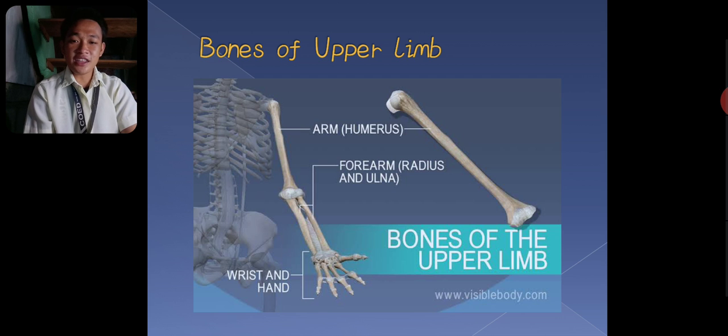So sa makikita nyo sa image, meron tayong the upper limbs includes the bones of the arm or humerus, forearm, radius and ulna, wrist and hand. The only bone of the arm is the humerus, which articulates with the forearm bones, the radius and ulna. At the elbow, the ulna is the larger of the two forearm bones.